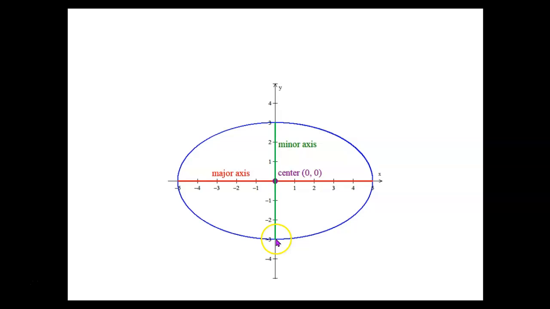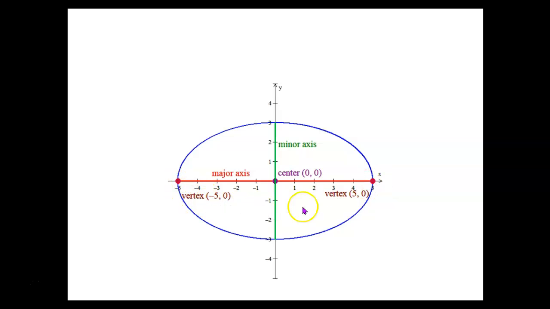Then perpendicular to that, we have the minor axis, and that's the shortest distance across the ellipse from one point through the center to another point. With this particular ellipse, the minor axis is vertical and it has a length of 6 units.